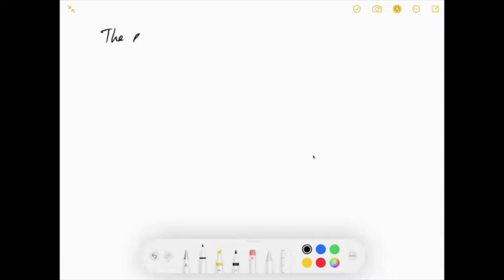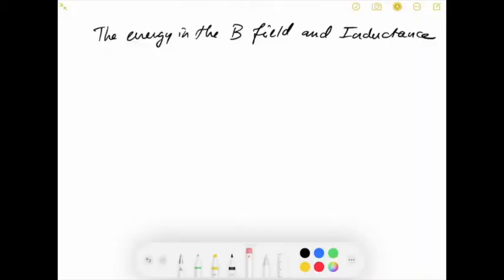The energy in the B field and inductors or inductance.